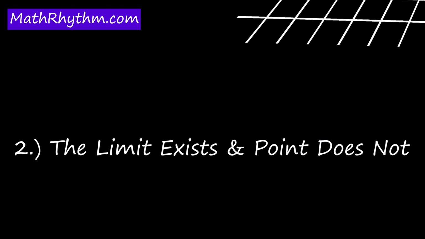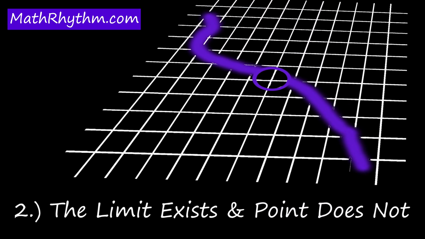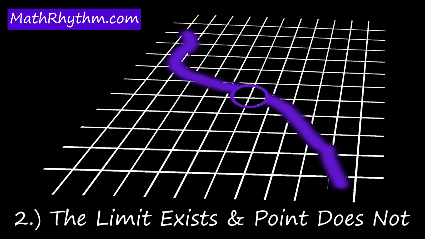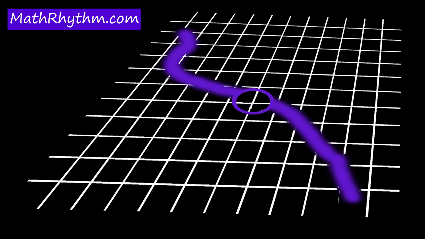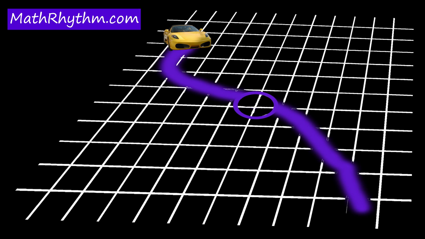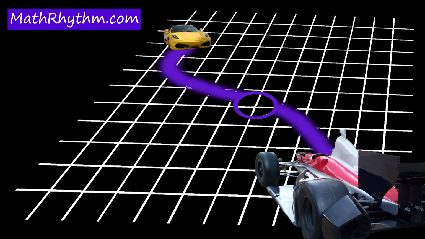Now let's take a look at the second scenario. This is a very important one to consider. This is the case where the limit exists but the point does not exist. This is a little bit different from what you might have seen in algebra, and only really happens in a calculus course. So in this case, again, you and I decide we're going to drive from opposite ends of town and meet at our favorite restaurant in the middle.